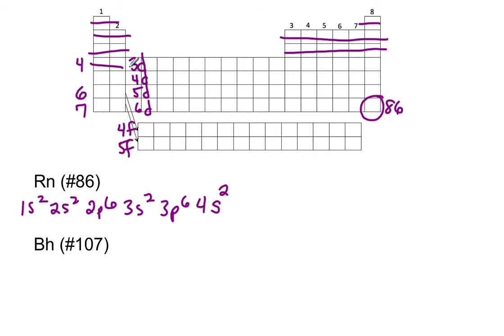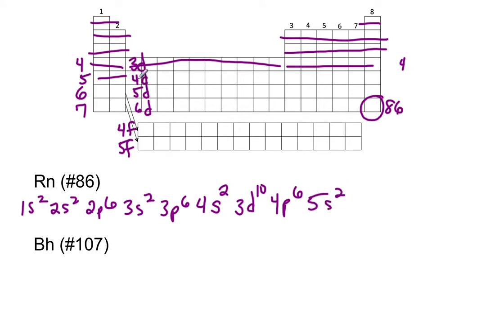Now I hit the D's. 3D10. They're all filled. 3D10. Back to the fourth row of the periodic table. P's or whatever row you're in. 4P6. Back to the fifth row. I hit 5S2. Still a long way to go. 4D10.